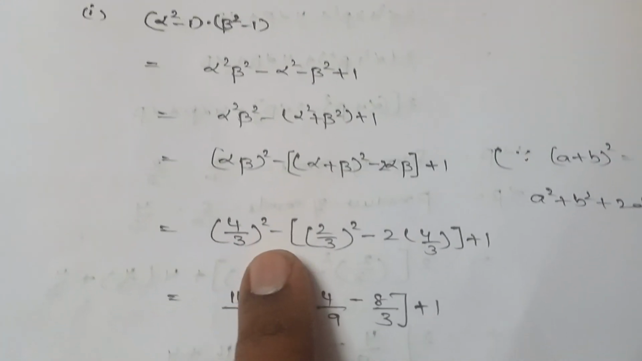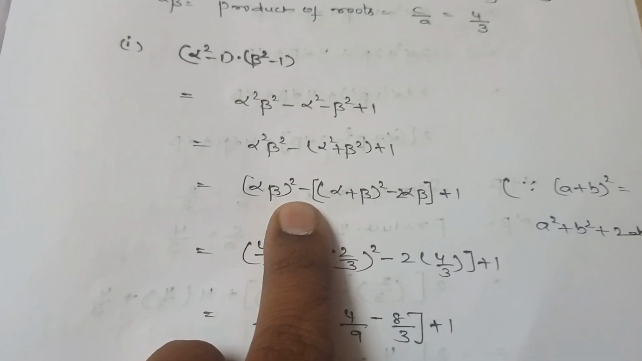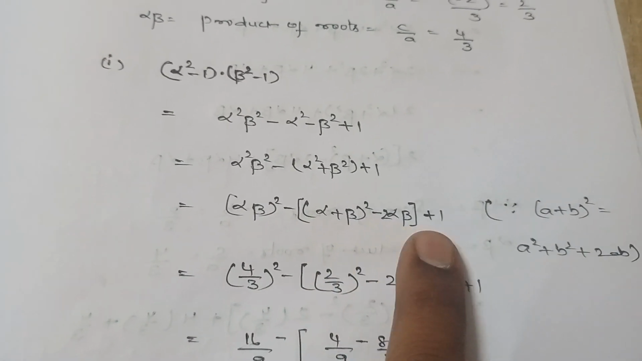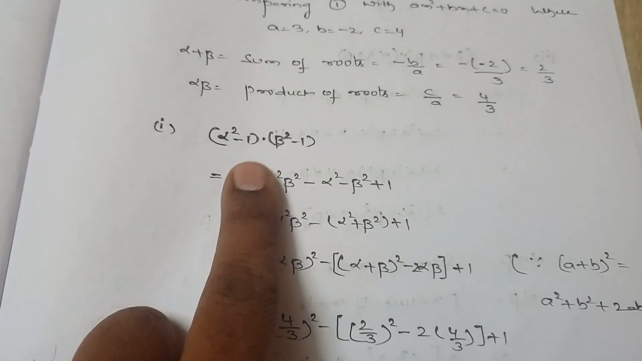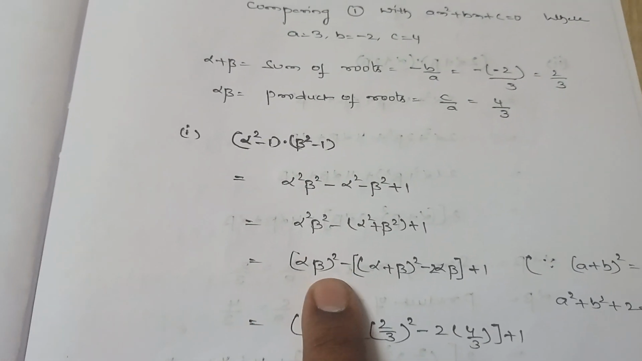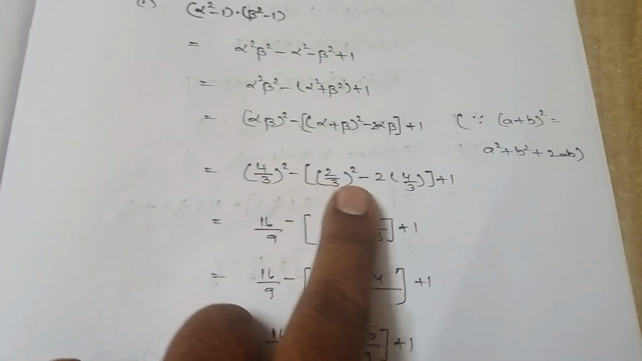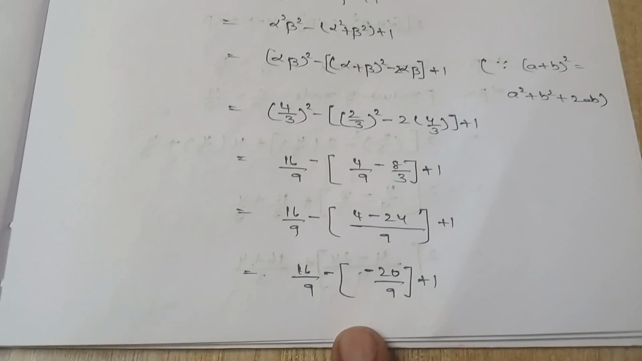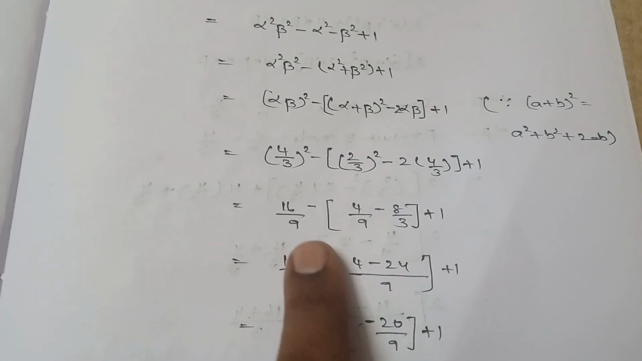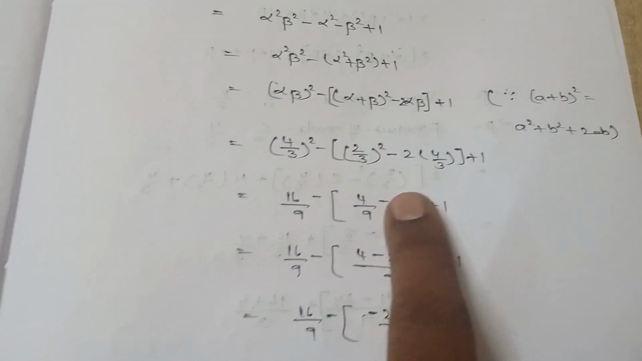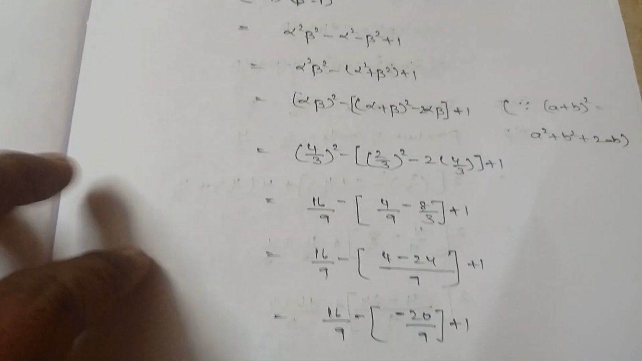We get alpha beta whole square minus alpha plus beta whole square minus 2 alpha beta plus 1. Now the given form we converted in terms of the sum of the roots and the product of the roots. Then substitute the values and simplify. So I substitute the values here. Okay, alpha beta we got 4 by 3 and alpha plus beta is 2 by 3. I substitute all the values, I simplified.